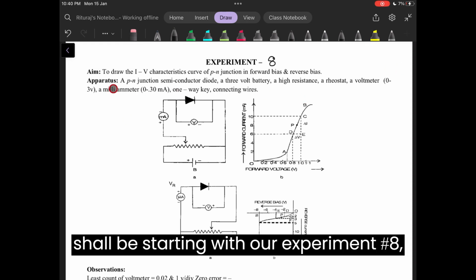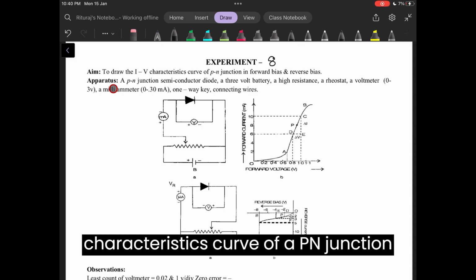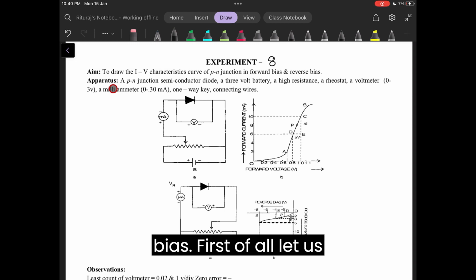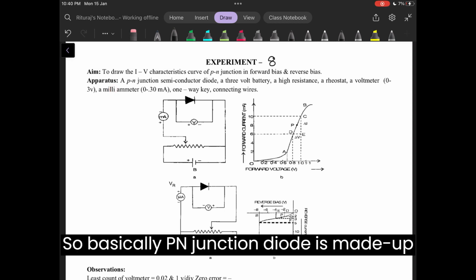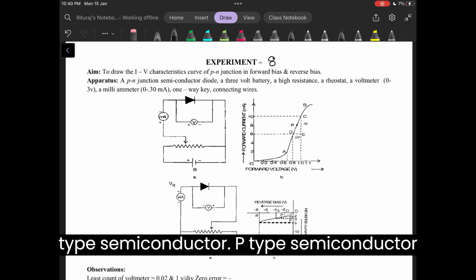We shall be starting with our experiment number 8, that is to draw the IV characteristics curve of a PN junction diode in forward and reverse bias. First of all, let us understand what a PN junction diode is. So basically, a PN junction diode is made up of a P-type semiconductor and an N-type semiconductor.